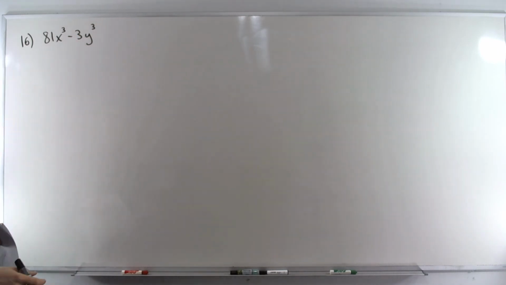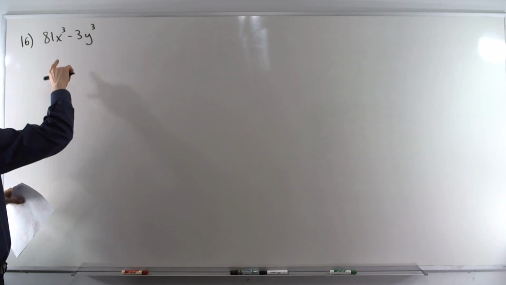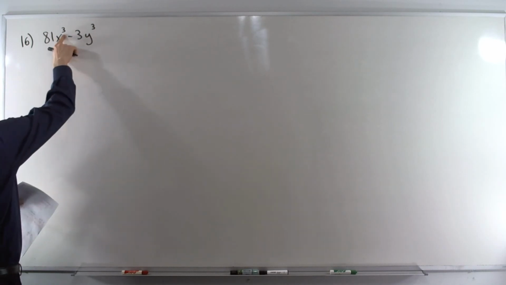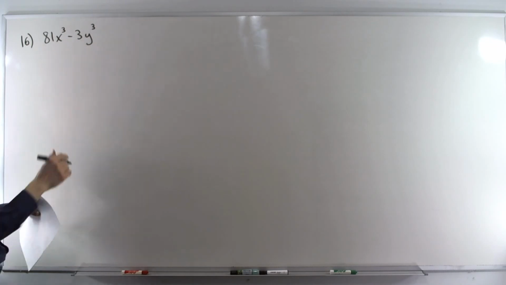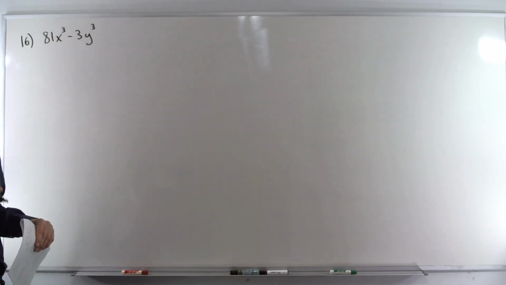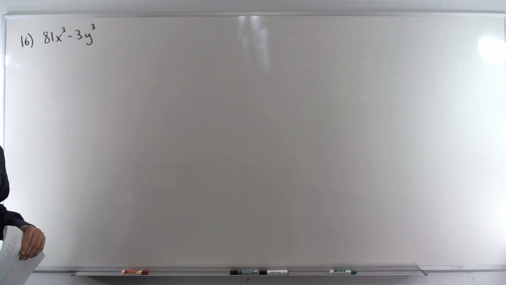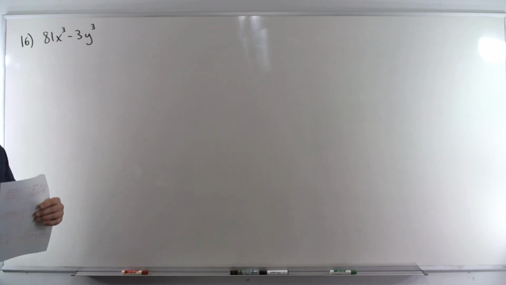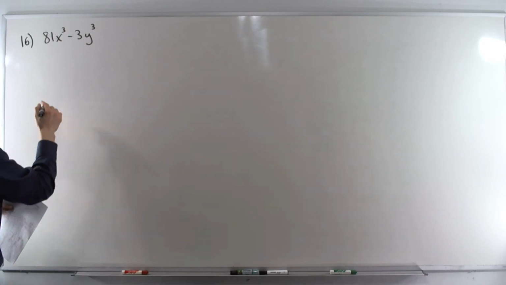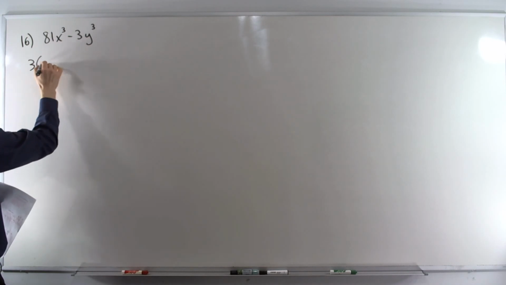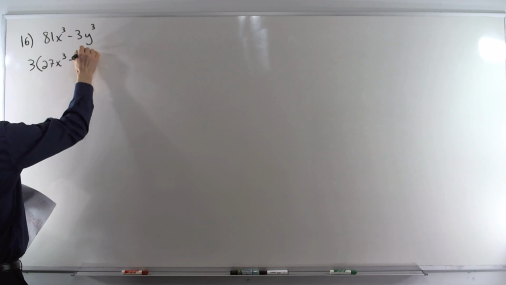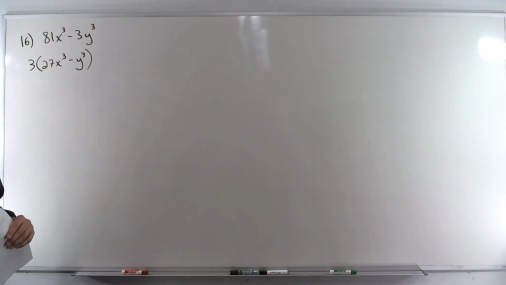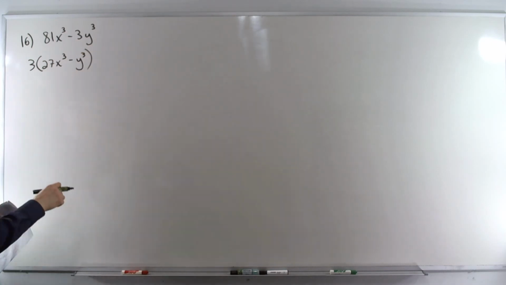So the clue of which type we've got here in number 16 is the variables. We have a perfect cube here and a perfect cube here. The only problem is that 81 and 3 are not perfect cubes. So just like we saw in a prior example, we need to factor out a number first, and that will reveal difference of cubes. So we can factor out a 3 to get 27, x to the third minus y to the third. And now we've got difference of cubes inside the parentheses.